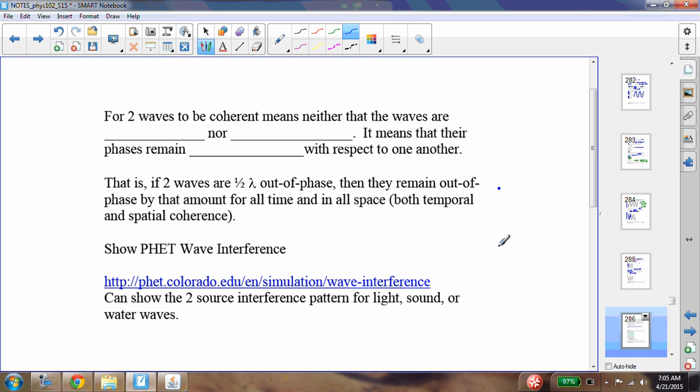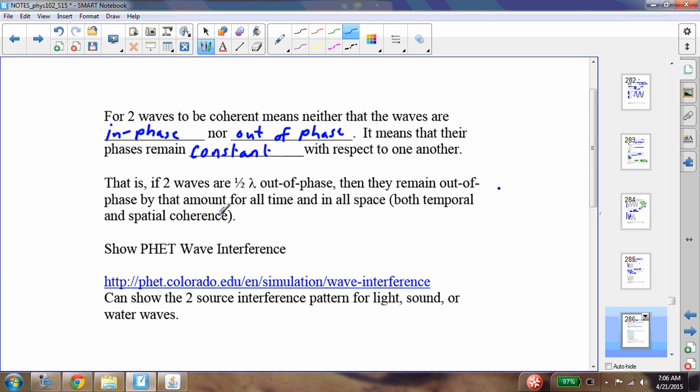Okay, I think we've already said this, but let me just put it in writing. For two waves to be coherent means neither that the waves are in phase nor out of phase. It just means that their phases remain constant with respect to one another. That those two waves do not shift with respect to one another. That if they're a half wavelength out of phase, they remain a half wavelength out of phase. If they're a quarter wavelength out of phase, they remain a quarter wavelength out of phase, or 90 degrees out of phase. That would be the same way to say that.